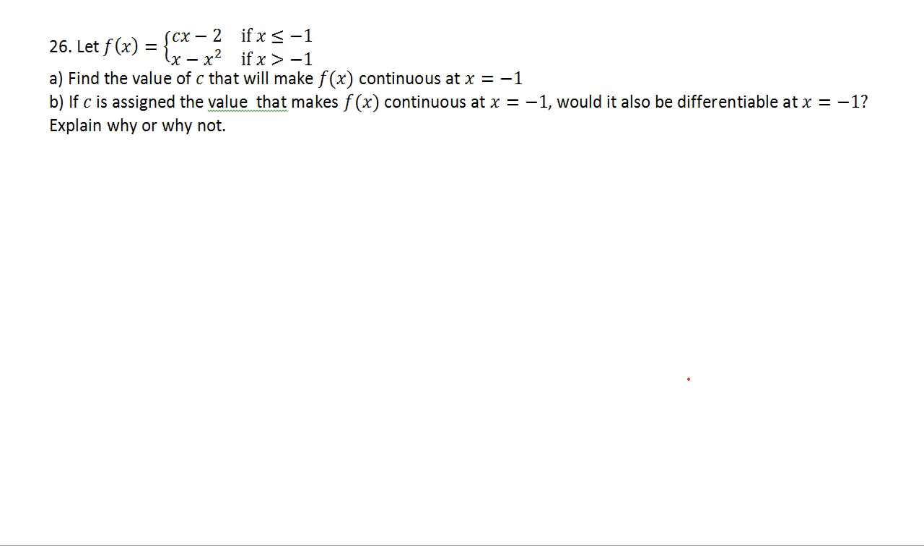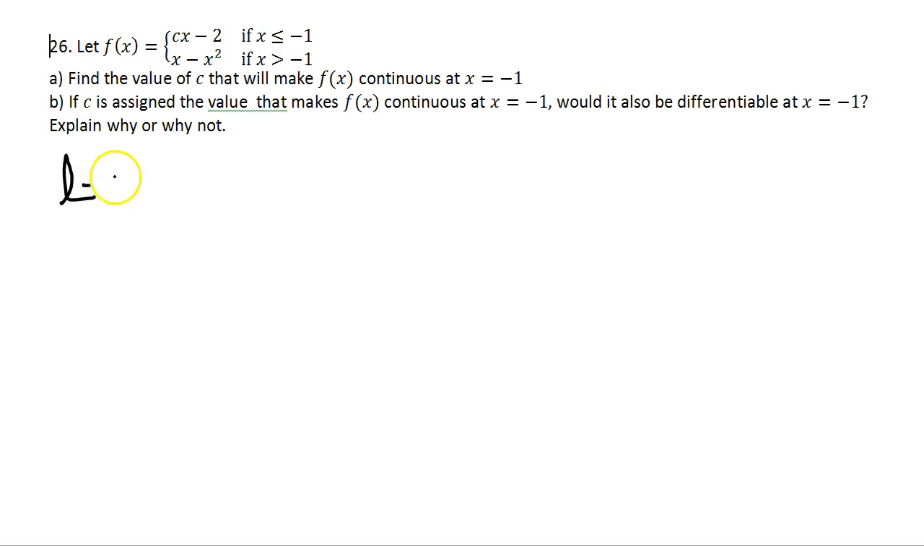Here we are given a piecewise function. Find the value of c that will make f of x continuous at x equals -1. Okay, so let's think about this. First, if you want continuity, you need the limit to exist, and the limit has to be equal to the value of that function. Okay, so let's think about this.